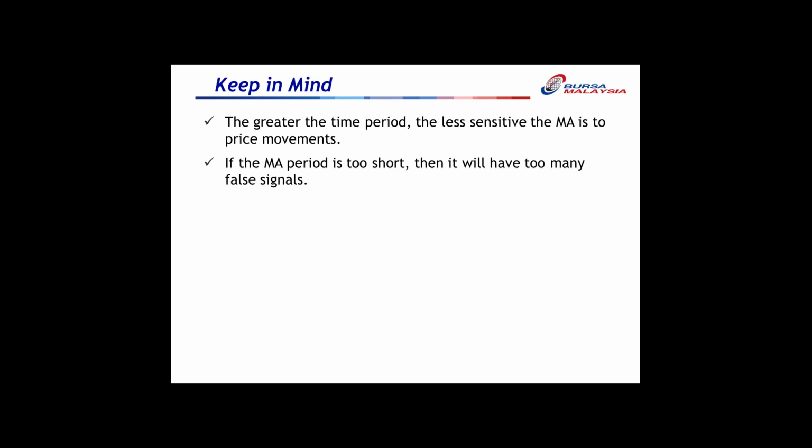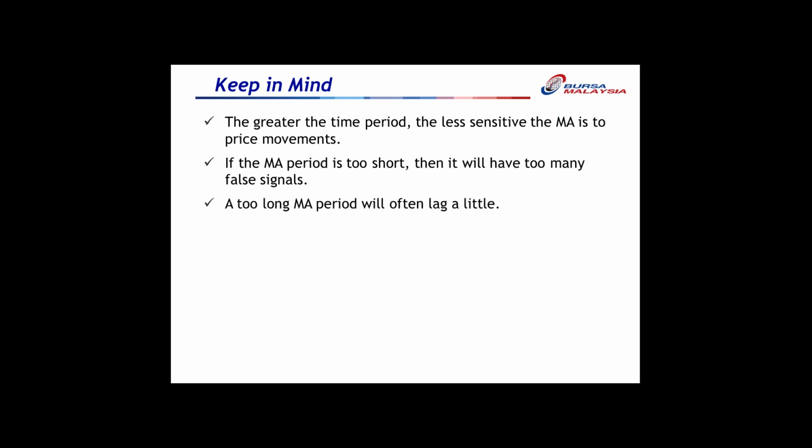Alright, the second point is, if the MA period is too short, it will have too many false signals because it's too sensitive to data. You see the moving averages keep crossing over, and that can give you a lot of false signals.